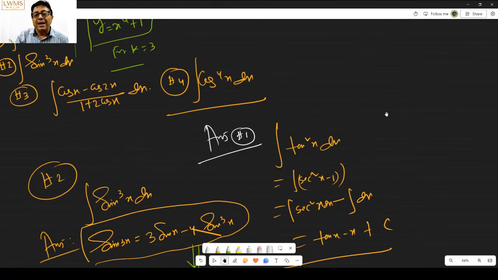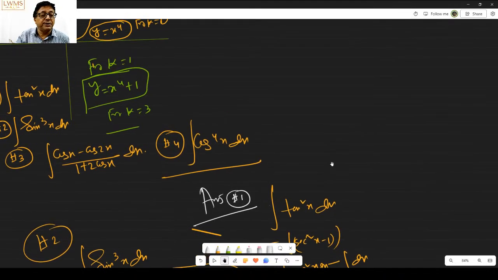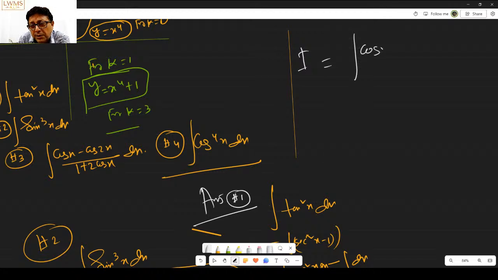No one has told me anything, so I am doing it. Integrate cos x minus cos 2x by 1 plus 2 cos x. See how to do it. You write cos 2x, because my aim is clear, I don't want to keep it there.